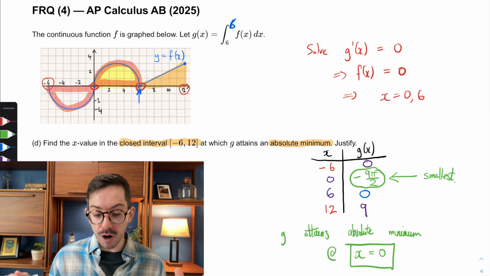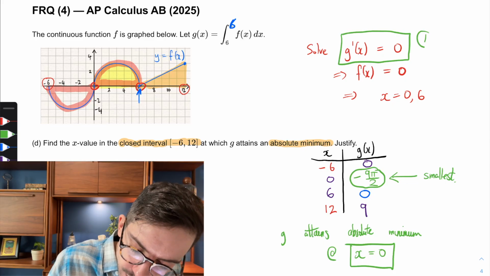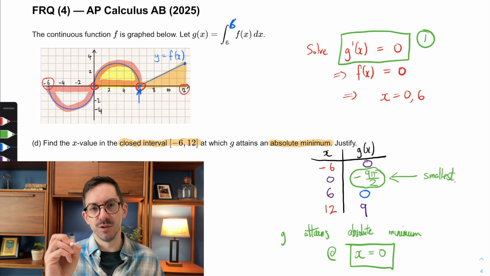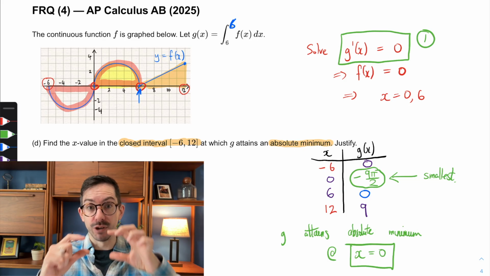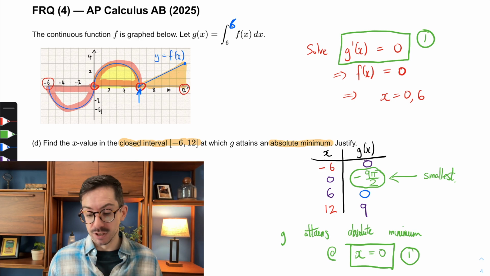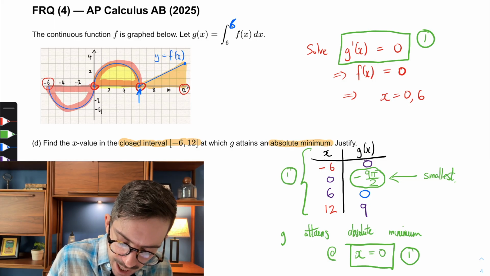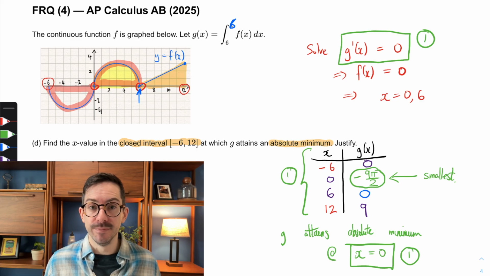So how are our points divvied up? Well, we get 1 point for considering that we need to look at g prime of x being 0. Knowing that the table of values needs to have the endpoints, but also those x values are those critical points as well. We get 1 point for our answer, certainly, x equals 0, but then we also get 1 point for our justification step, which for us was this table of values. And we're done. So there you have it, another free response question from the 2025 exam in the books.